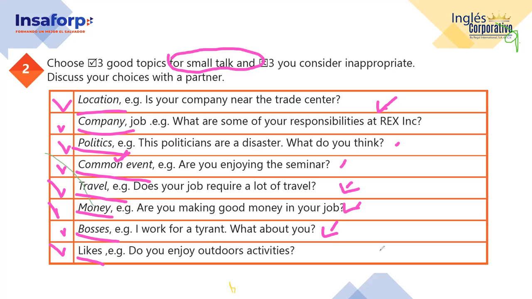Todas estas preguntas tienen una base. The first one is talking about location. The second one, about the company. The third one, politics. The fourth, common events. Number six, travel, money, buses, and likes. So every single question that we have in the book is related to small talks. But as I said, small talks.